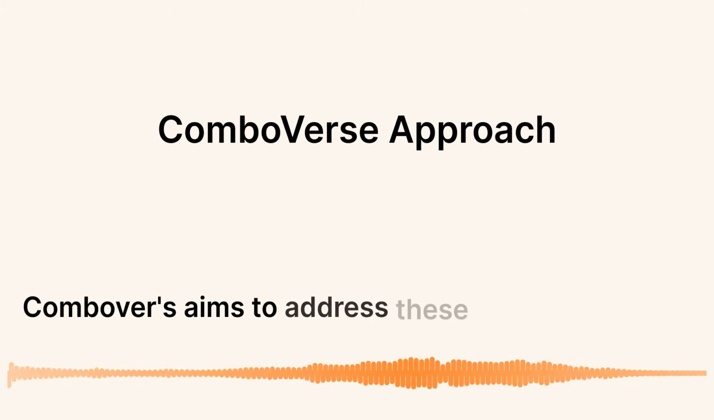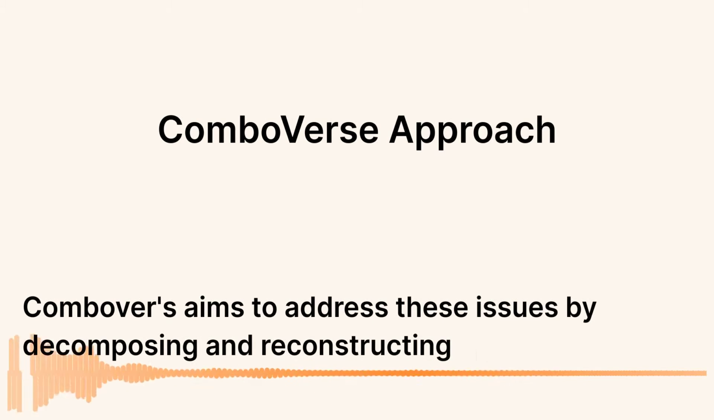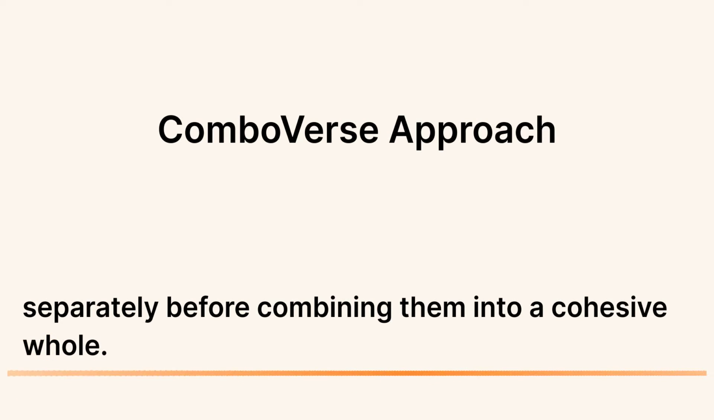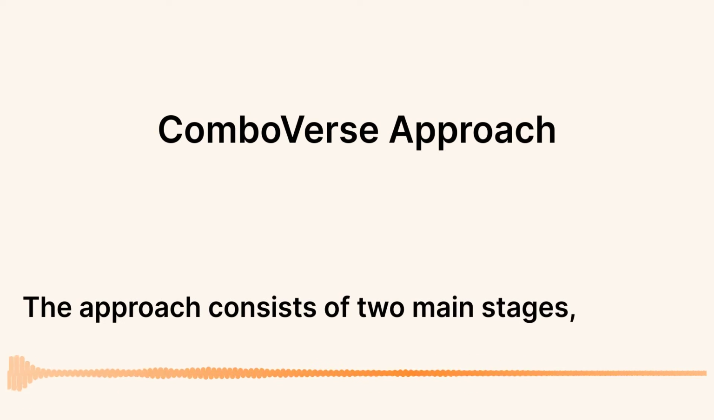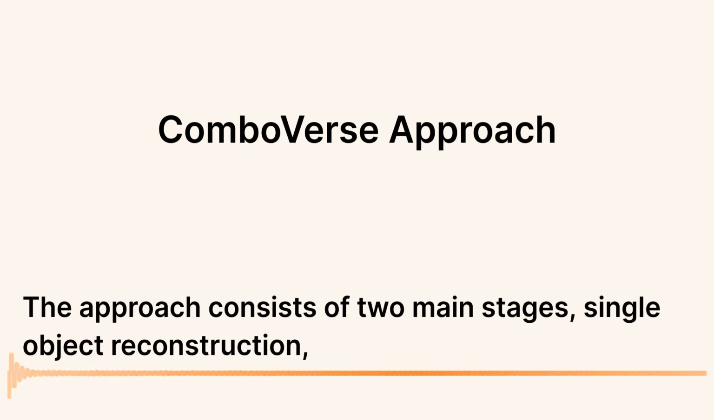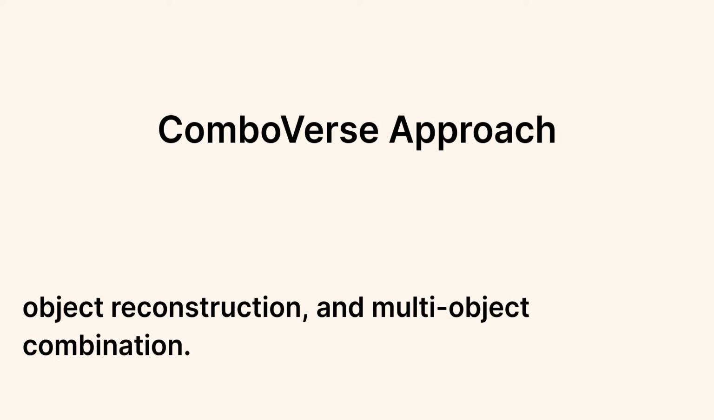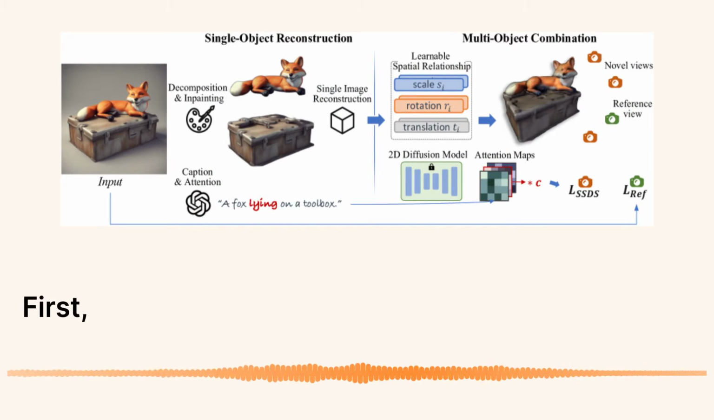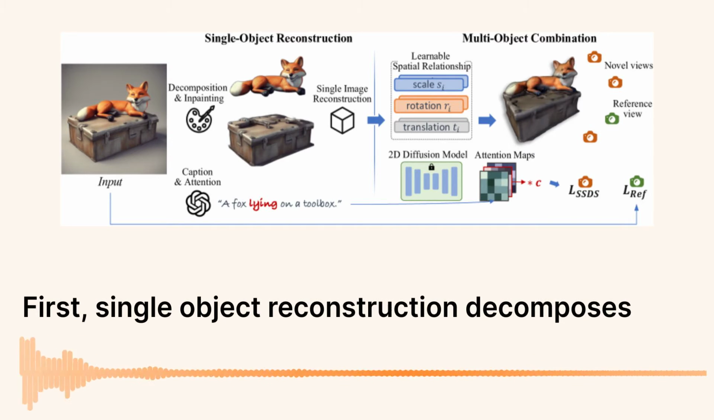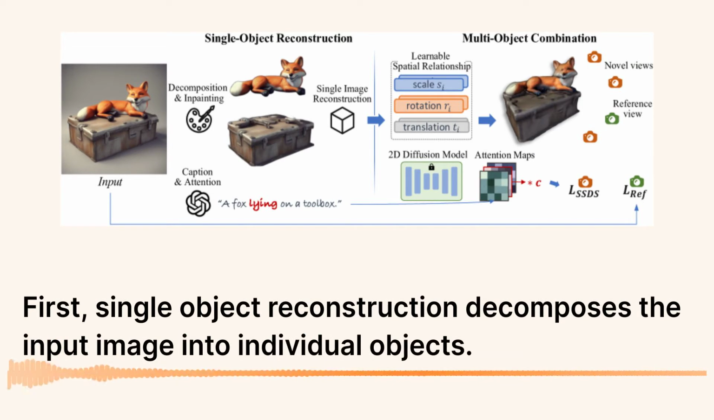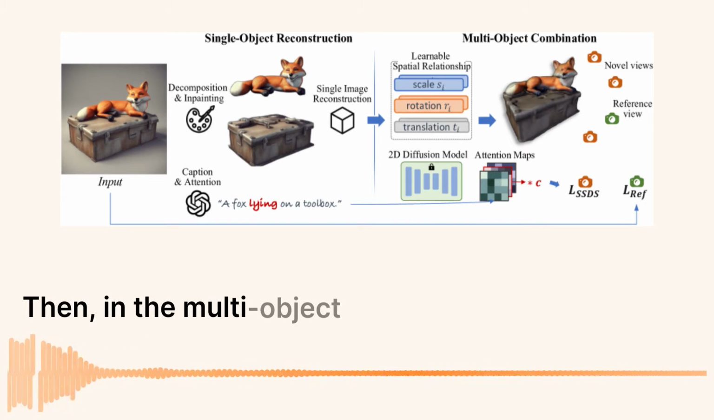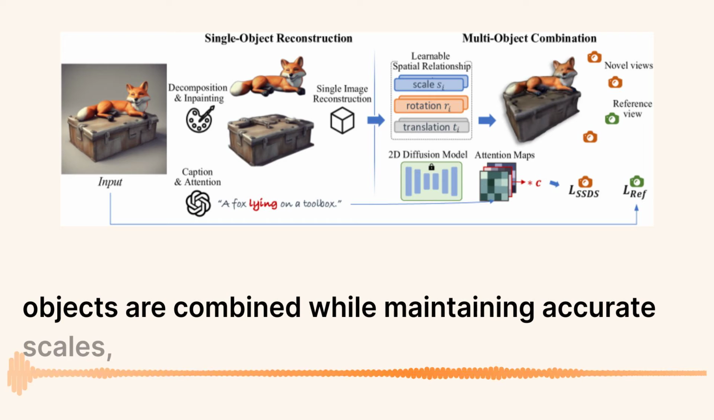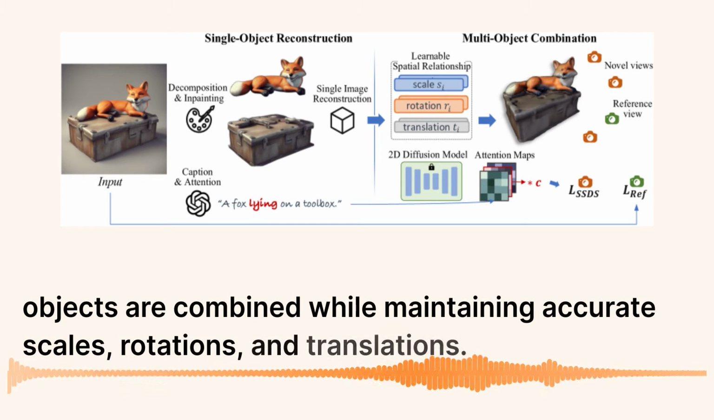ComboVerse aims to address these issues by decomposing and reconstructing each object separately before combining them into a cohesive whole. The approach consists of two main stages: single-object reconstruction and multi-object combination. This figure showcases ComboVerse's two-stage process. First, single-object reconstruction decomposes the input image into individual objects. Then, in the multi-object combination stage, these objects are combined while maintaining accurate scales, rotations, and translations.